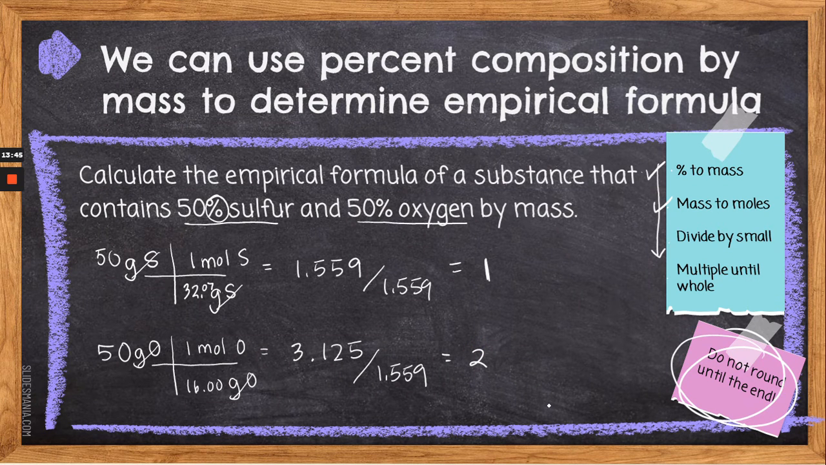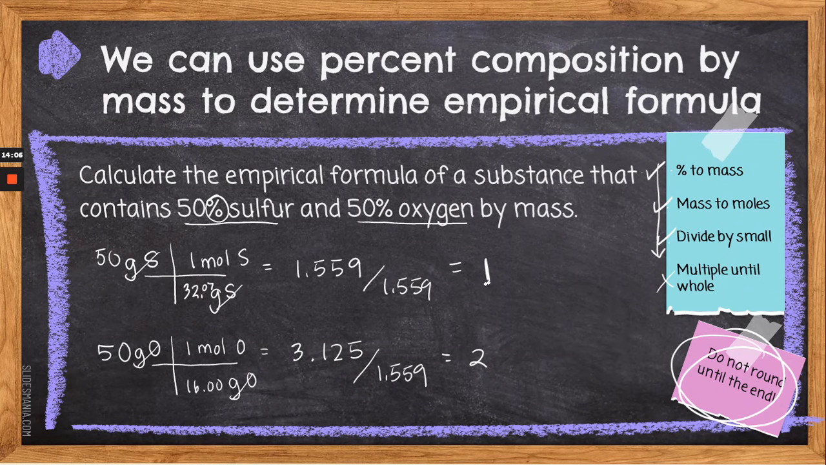So what I'm looking at here, I divided by small, is I'm looking at a ratio of 1 sulfur for every 2 oxygens. Now on my calculator, these came out incredibly close to whole numbers, so I don't need to do the last step. I already have whole numbers, so I'm good just the way I am. So the question was, what is the empirical formula?